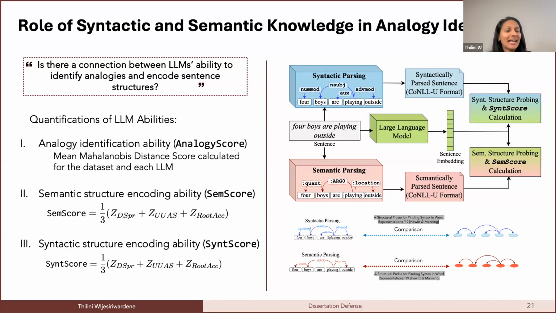So when you do the probing, the scores are the same score, but the data points that you use to generate these scores are different. In syntactic structures, it is based on syntax. In semantic structures, it is based on semantics. So its starting point is a different thing. That's good. Thank you.